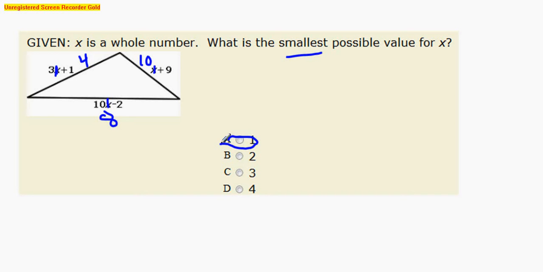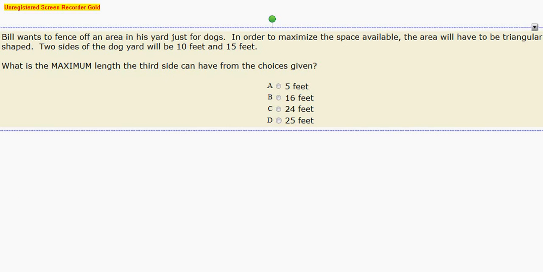Okay, so let's look at another example here. Last one. This is a word problem, so don't stress out about these. Just read and let's write down the information that they give us. It says Bill wants to fence off an area in his yard just for dogs. In order to maximize this, the area will have to be triangular shaped.